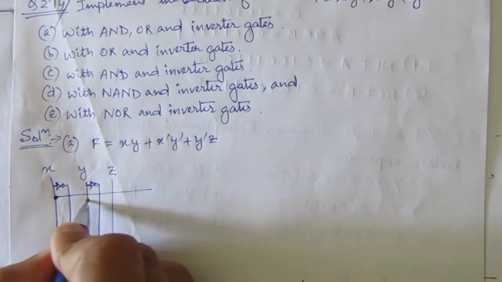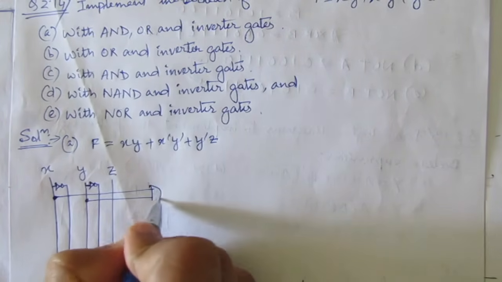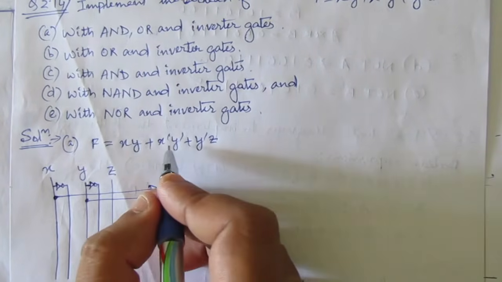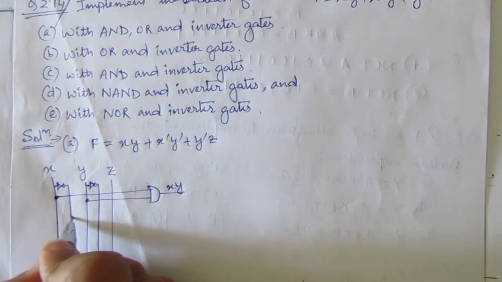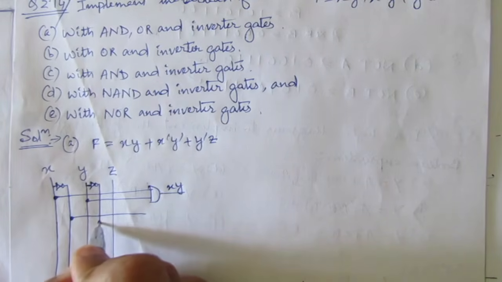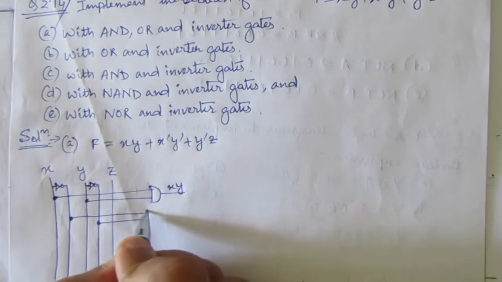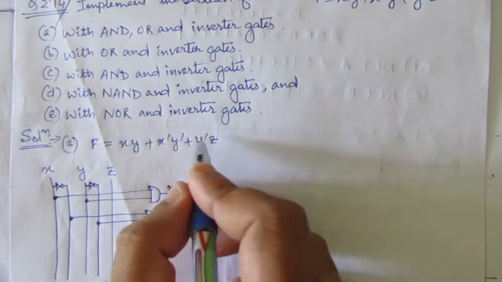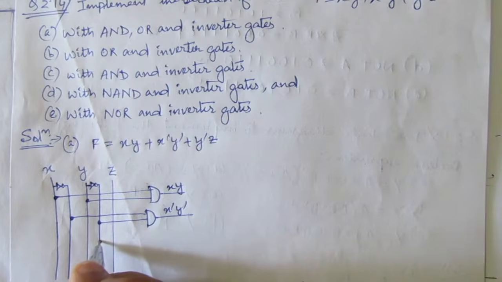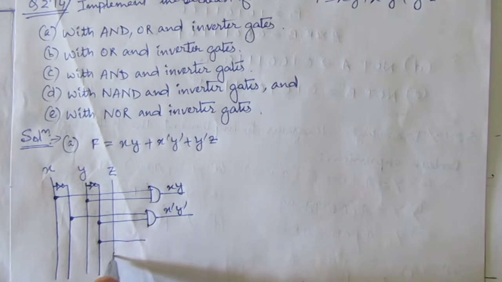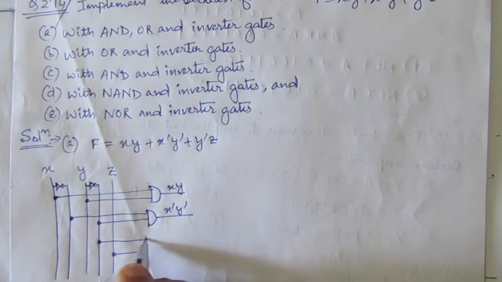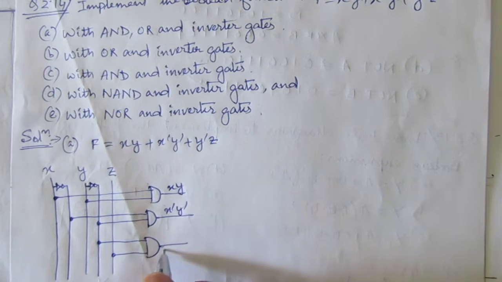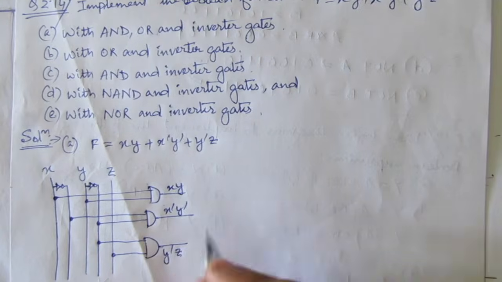For x, y, use an AND gate here because it is multiplication, xy. Then we have x bar, y bar. Use another AND gate here and we will get x bar y bar. Then we have y bar, z. Y bar is this one, and z. This is multiplication, so we'll use an AND gate here and we'll get y bar z.